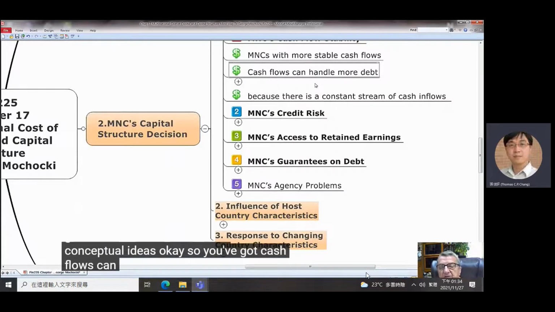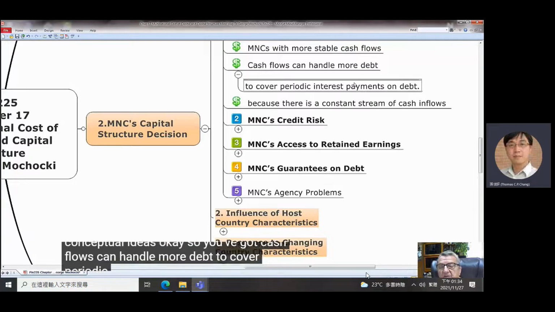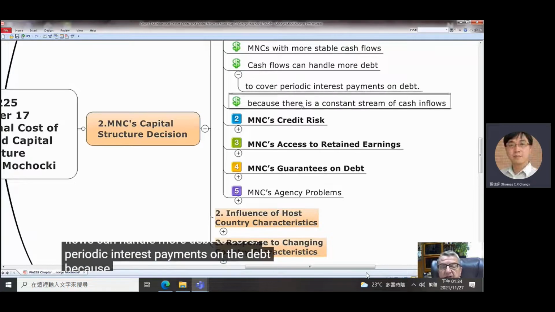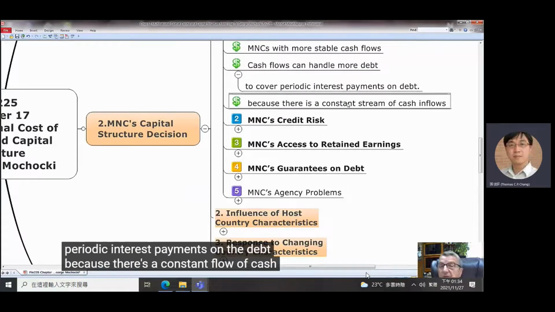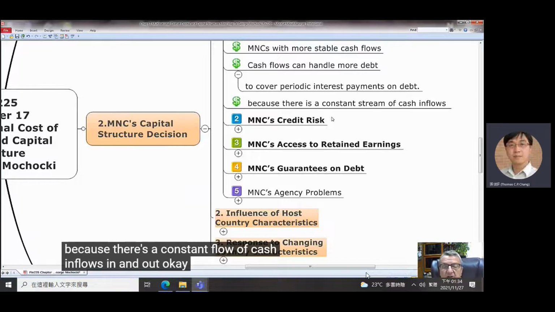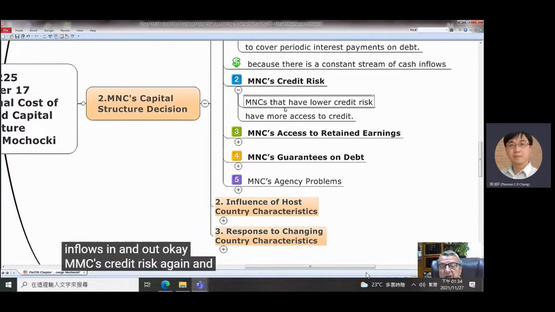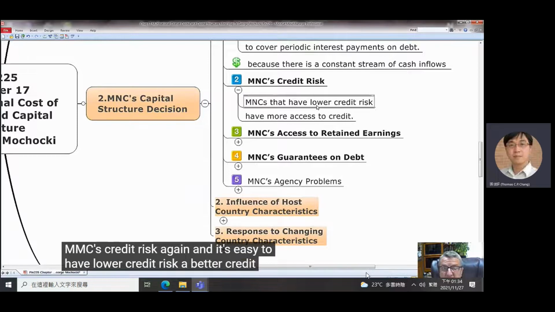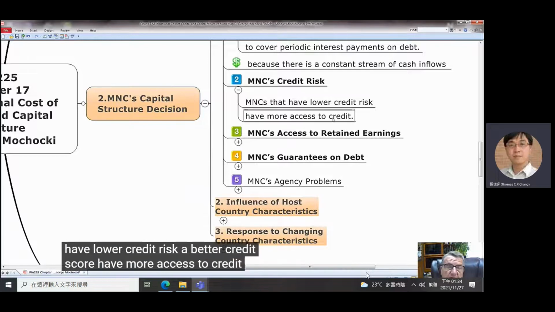Okay, so cash flows can handle more debt, to cover periodic interest payments on the debt, because there's a constant flow of cash inflows and outflows. Okay, MNC credit risk. Again, MNCs that have lower credit risk, a better credit score, have more access to credit.